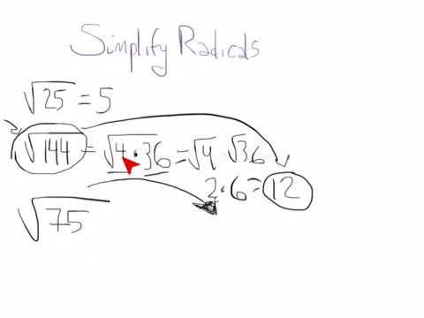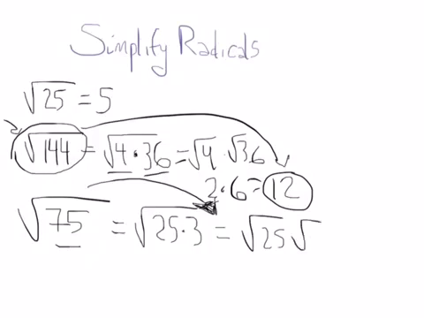So notice I broke up 144 into 4 times 36. I'm going to try and break this up into some pieces, and it's going to be really advantageous to me if those pieces happen to be perfect squares. So 75, I know there's a 25 that goes into that. 75 is 25 times 3. And notice the whole thing's being square rooted, and that's the same as the square root of 25 times the square root of 3.